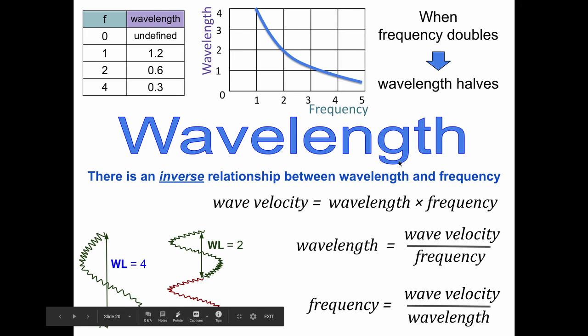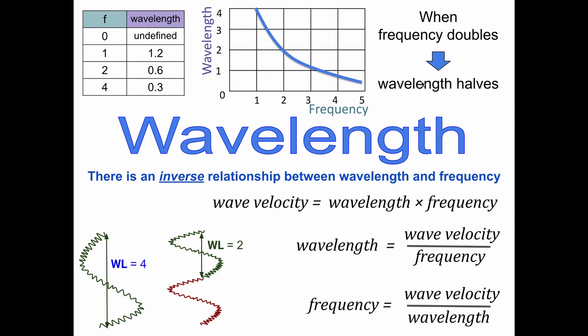These three equations here are all just different variations on the same equation. We're solving for velocity, wavelength, and frequency. And remember, when in an inverse relationship, when frequency doubles, wavelength is cut in half.